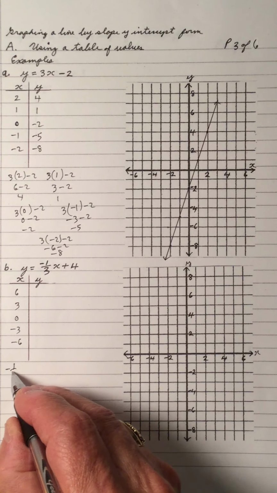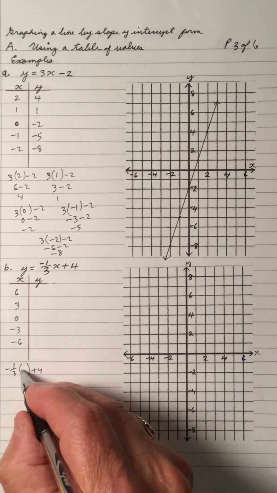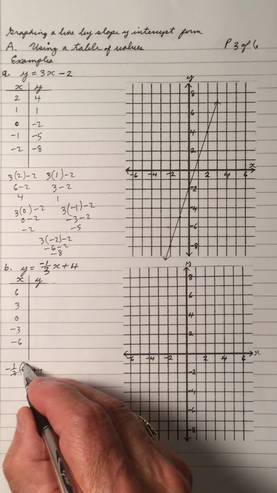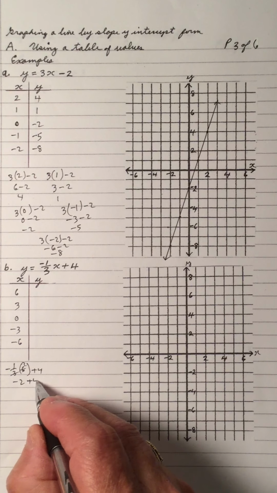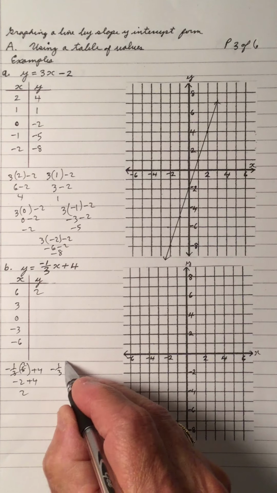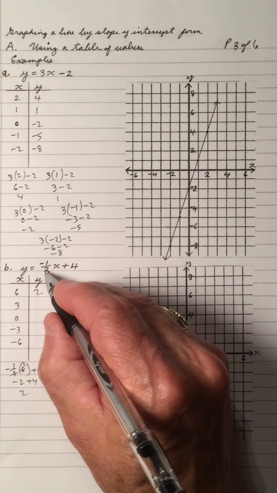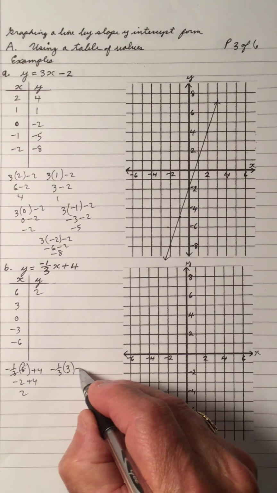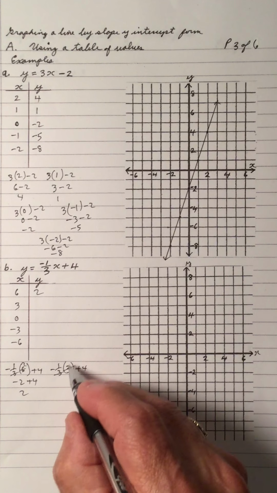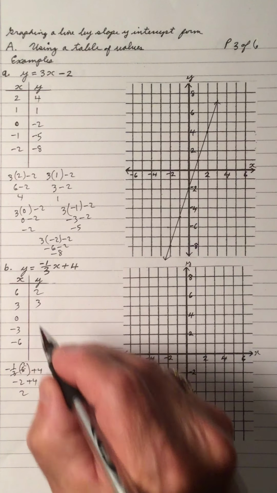So -1/3 x plus 4. So x is 6. Put a 6 in. 3 into 6 goes 2. -2 plus 4 is 2. And again, we put -1/3, so we put a 3 in this time. So -1/3 times 3 plus 4. The 3 cancels, and I get -1 plus 4, and I get a 3.